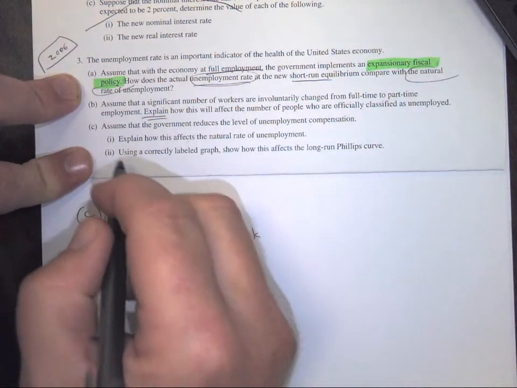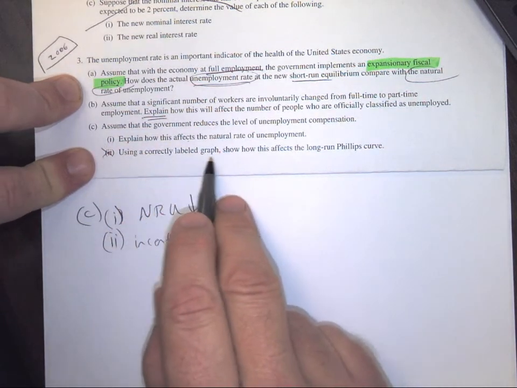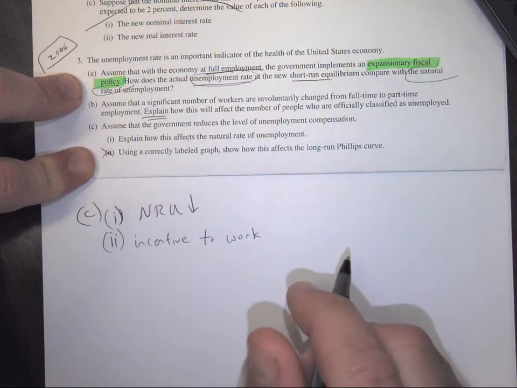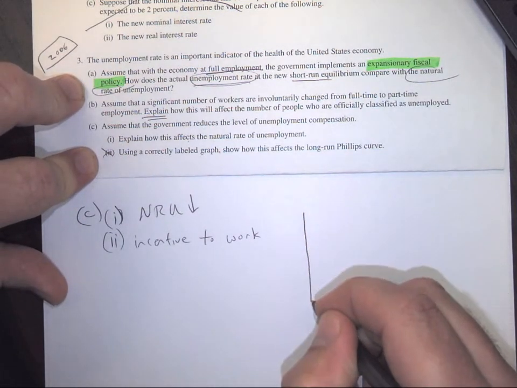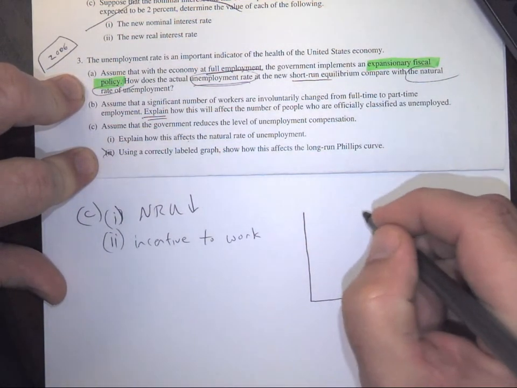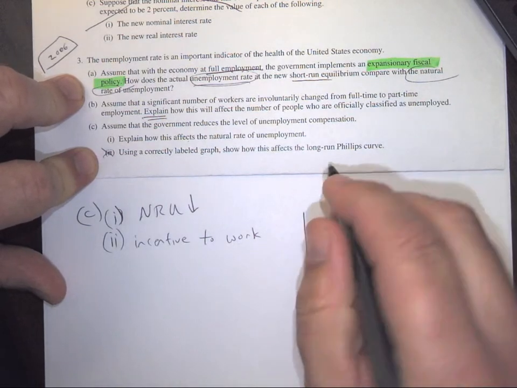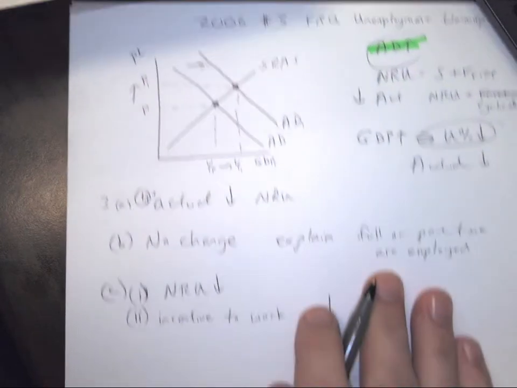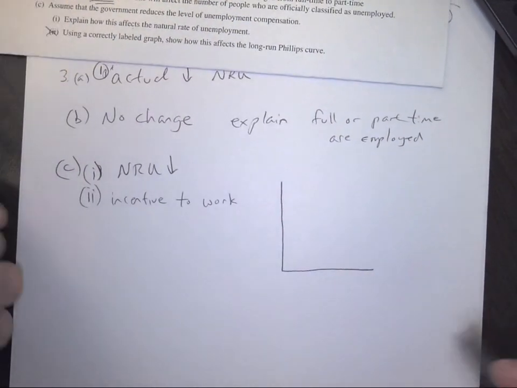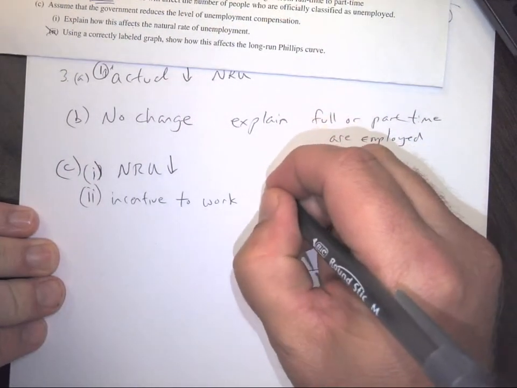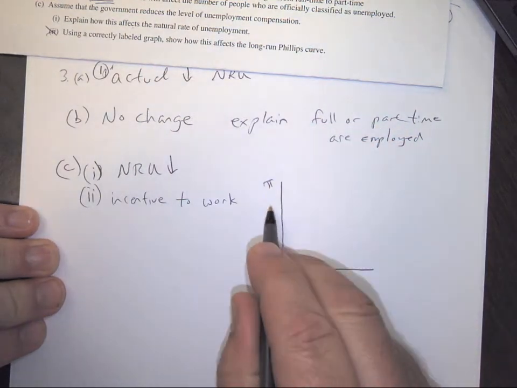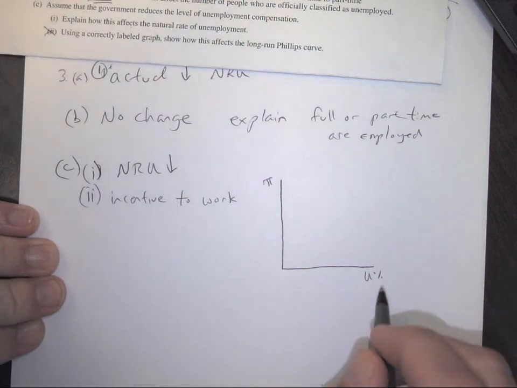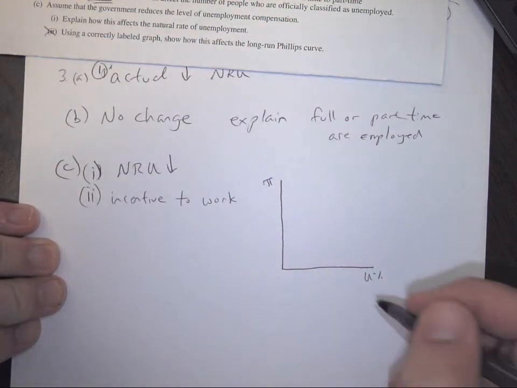All right, so the next thing, and I marked this out on yours, use a correctly labeled graph, show how this affects the long run Phillips curve. Well, this is the long run Phillips curve. I'm going to go ahead and draw it for you. Just like up here, where we had price level and GDP, the long run Phillips curve is going to be kind of a mirror of that. So instead of price levels, we use pi for inflation. Instead of GDP, we'll use unemployment. And they're a mirror because unemployment is a reflection of GDP.